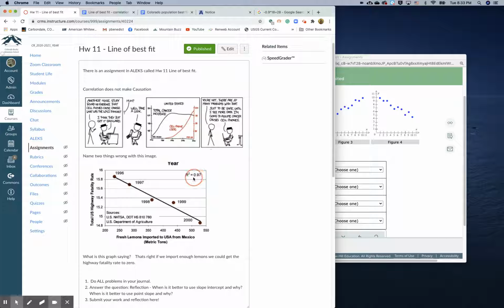If you look up here, this r squared value is very close to 1, and that means that if those dots lined up perfectly, then that value would be 1 in particular. And then here, you guys can read this comic for a little bit.